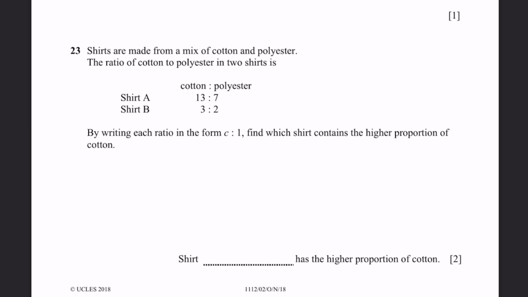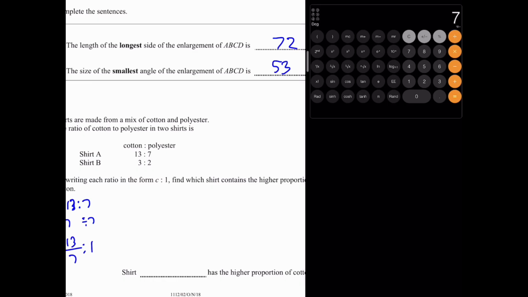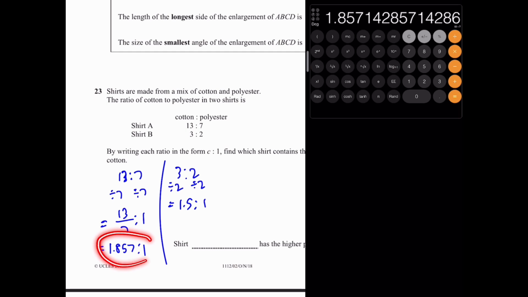So 13:7, we can write it as, if we divide both sides by 7, we get 13/7:1. And if we do that on a calculator, 13/7, we get 1.857:1. And now let's do the second one, 3:2. Dividing by 2 on both sides, we get 1.5:1. Now that both are in decimal form, we can compare them. We can see that the first one has a larger decimal for cotton.